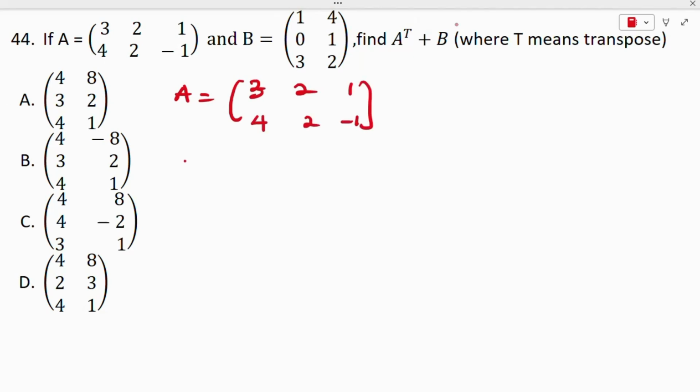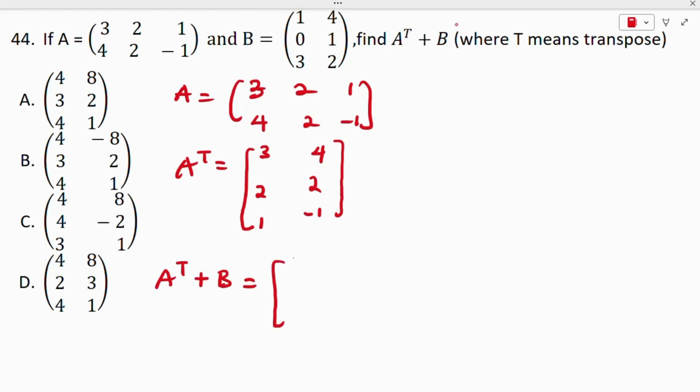So from here we have that A transpose is equal to, now flipping the rows and columns, we have 3, 4, 2, 2, 1, negative 1. So solving for A transpose plus B, that is 3, 4, 2, 2, 1, negative 1 plus the matrix B, which is 1, 4, 0, 1, 3, 2.